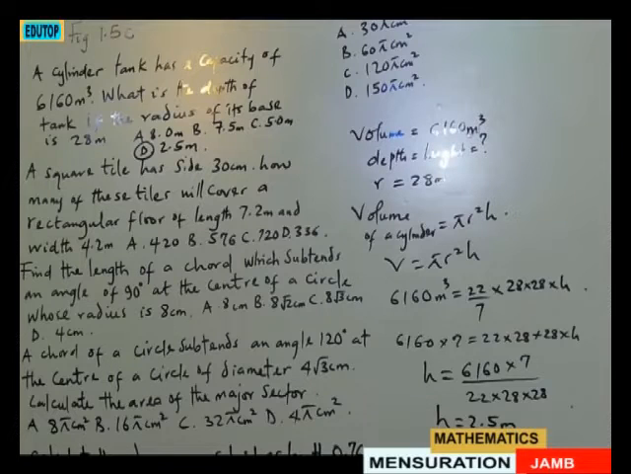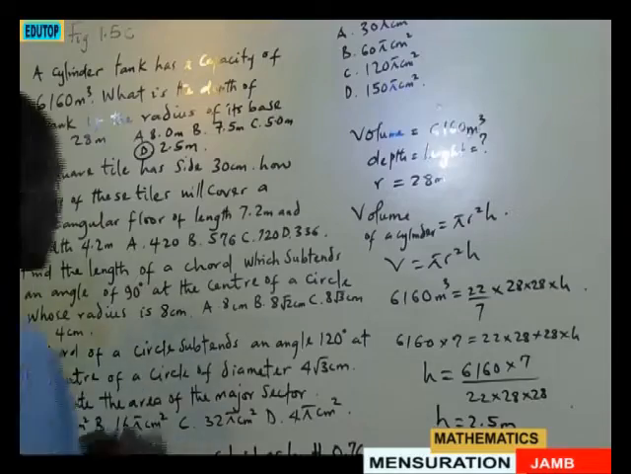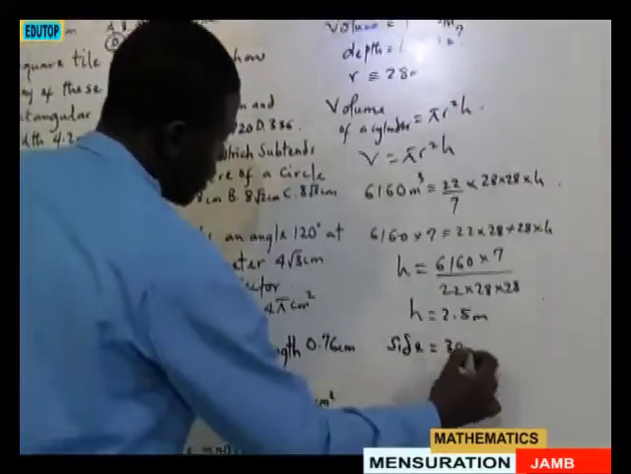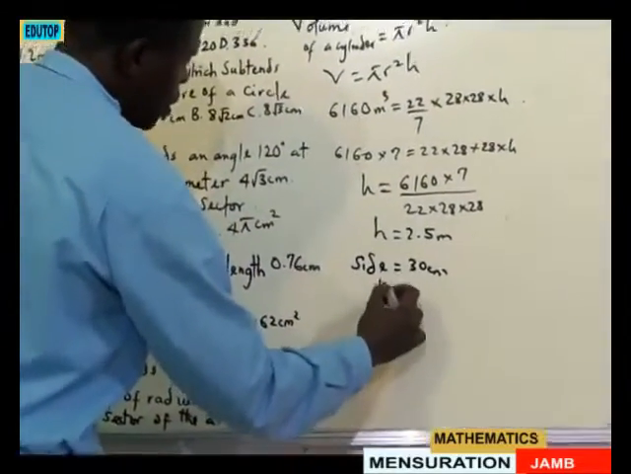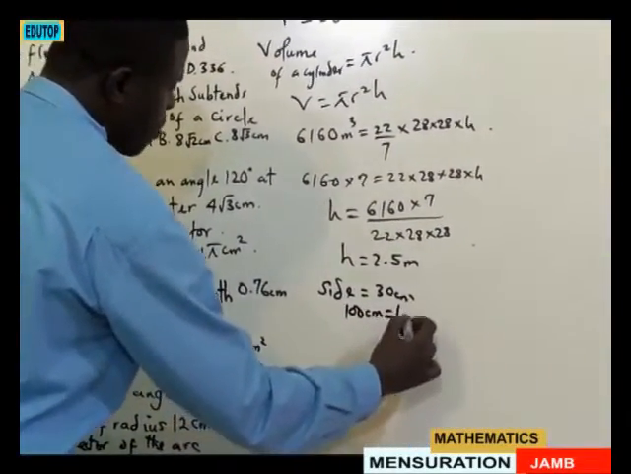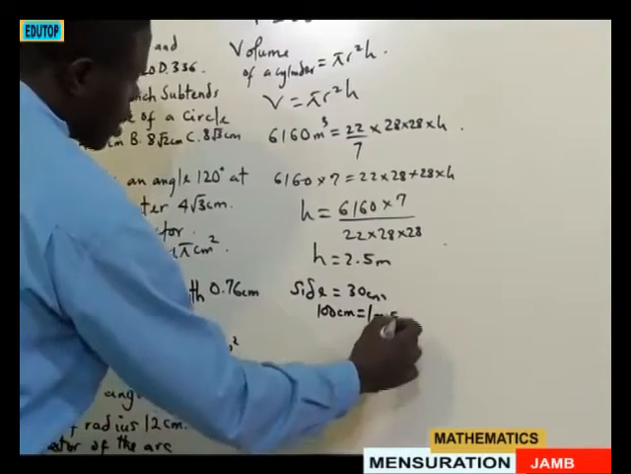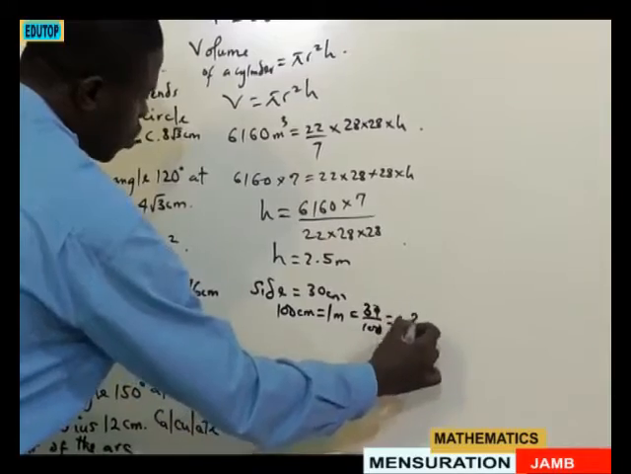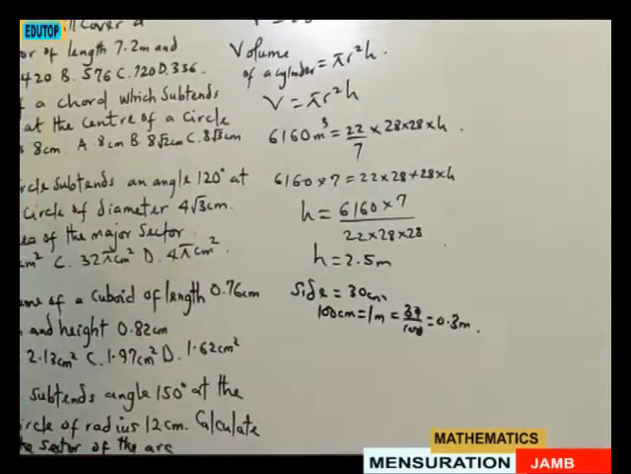So what we need to do is to convert centimeter to meter so that we can have a uniform unit to work with, because we cannot be working with centimeter and meter. So the first thing I'm going to do is the side of the square, which is 30 centimeter, and I know that 100 centimeter make 1 meter, which means that 30 centimeter will be 30 divided by 100, and that will give us 0.3 meters. So that's the first thing.